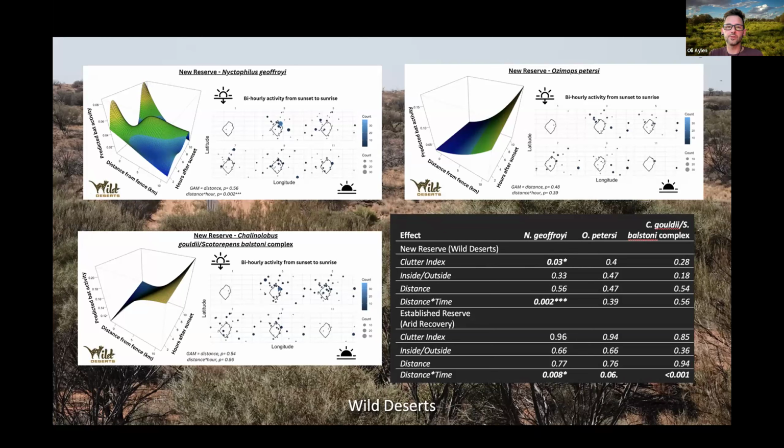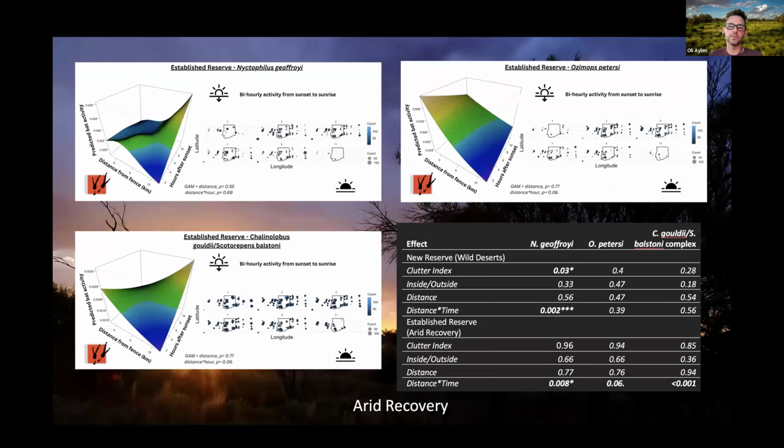So we then thought, okay, well, fantastic. At the newer reserve, we have evidence of a halo effect from our clutter species. But then when we look at a reserve that's been established for nearly 30 years, we see the opposite effect in most ways. So there's no evidence of this sort of declining activity from the fence. Our clutter bat is again actually spending more time away from the reserve.